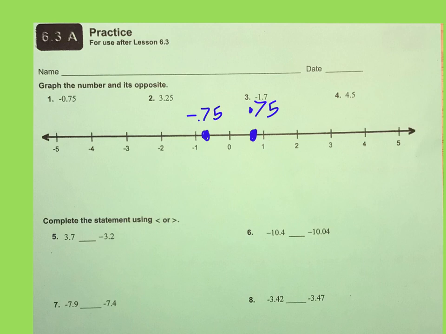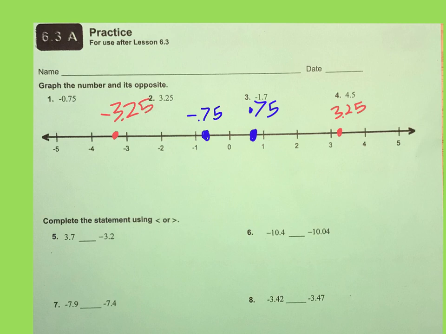So the next one, I'm going to change colors to make it a little bit easier for us to see. 3 and 25/100ths is going to be a 3 1/4. So I'm going to go 3 and 25/100ths. So negative 3 1/4 would be right here. So negative 3 1/4. Oh, change that to a 5.